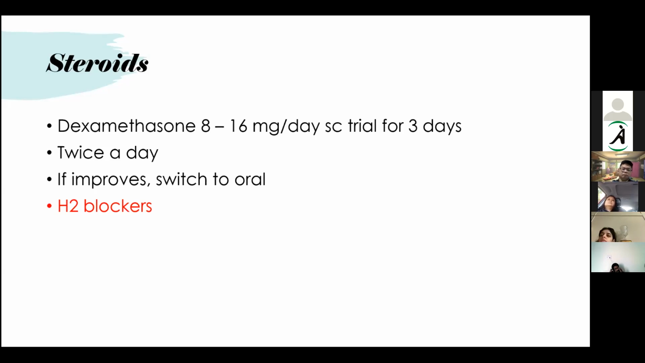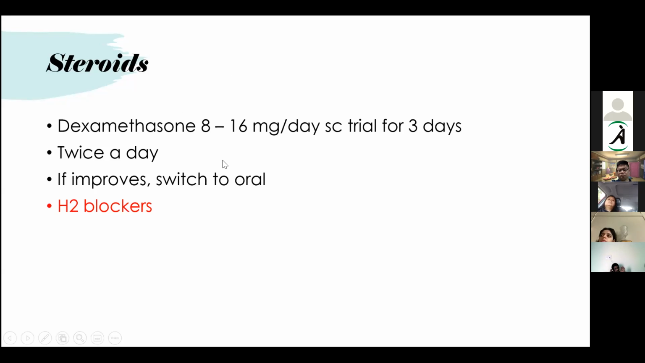So in palliative care, we generally give steroids 2 times a day, morning and around 2 or 3 in the afternoon. So if it improves after 3 days, so this thing would be subcutaneous because the patient is not able to take anything orally. So if the condition improves and the patient starts taking orally, then we can change the steroids to the oral route.